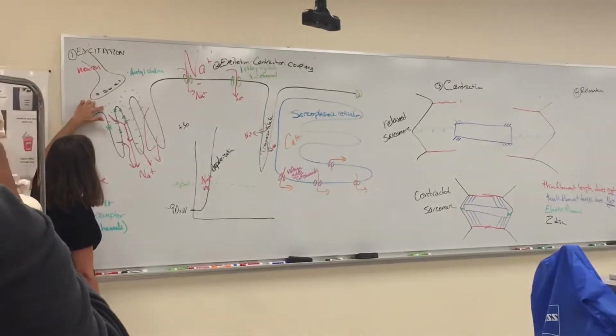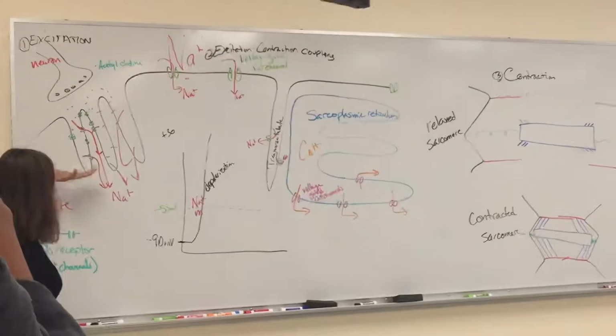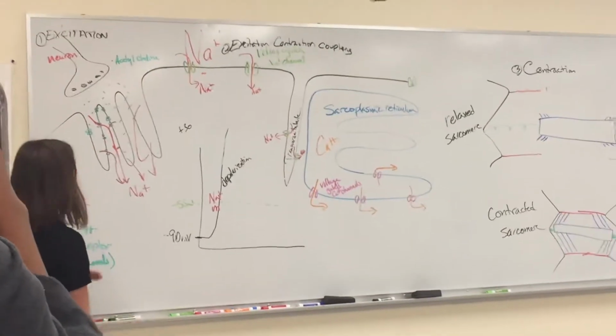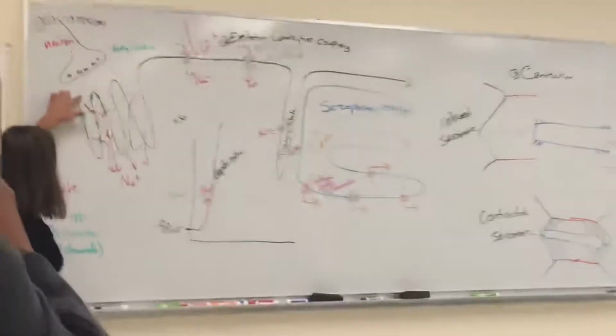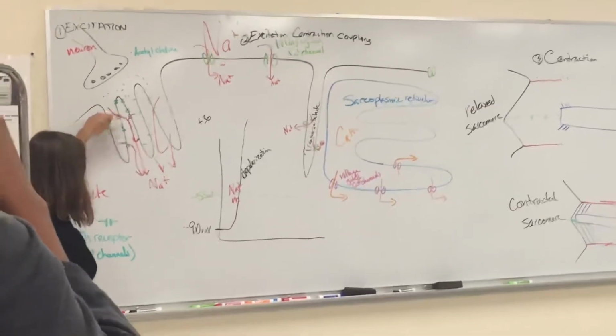The acetylcholine will bind to acetylcholine receptors. The acetylcholine receptors are on the junctional folds of the sarcolemma. This is the muscle cell. Everything on the lower part of the slide is a muscle cell. The muscle cell membrane is the sarcolemma. So the acetylcholine is released into the synaptic cleft, and binds the acetylcholine receptors on the junctional folds of the sarcolemma.